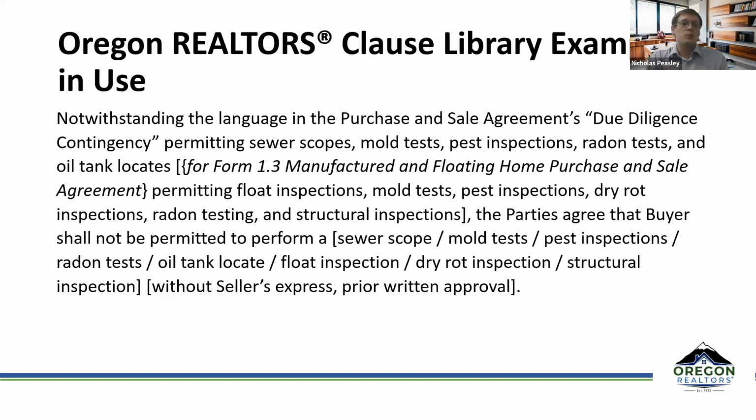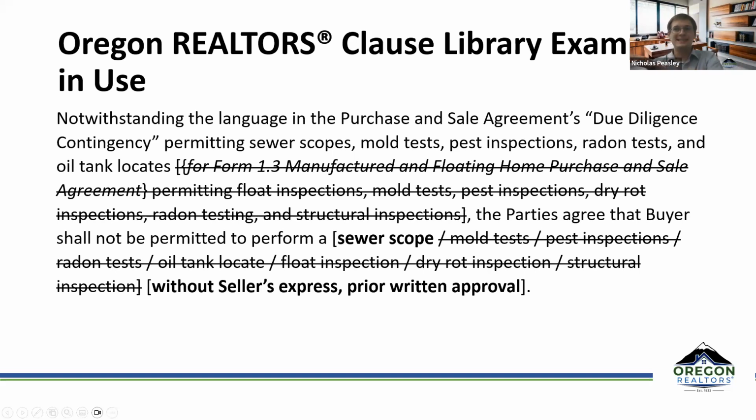The way we've got it written at this point is, notwithstanding the language of the purchase and sale agreement's due diligence contingency permitting sewer scopes, mold tests, pest inspections, radon tests, oil tank locates, or if you're in a manufactured home and floating home agreement, permitted float inspections and all those things, the parties agree that the buyer shall not be permitted to perform blank the following inspection. And then you can also add potentially without seller's express written approval. I've got kind of taking pieces out.